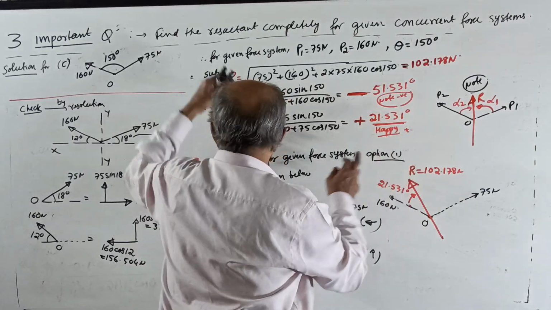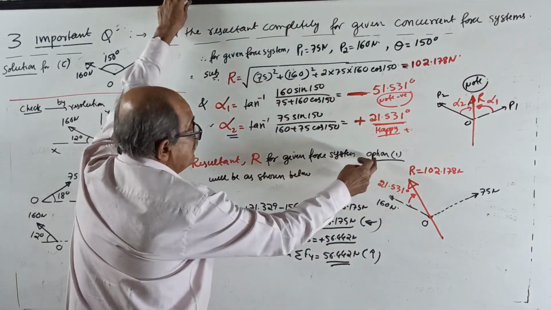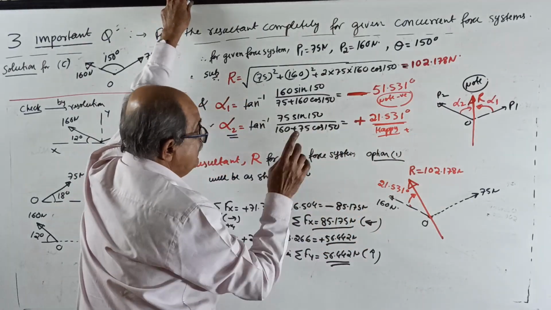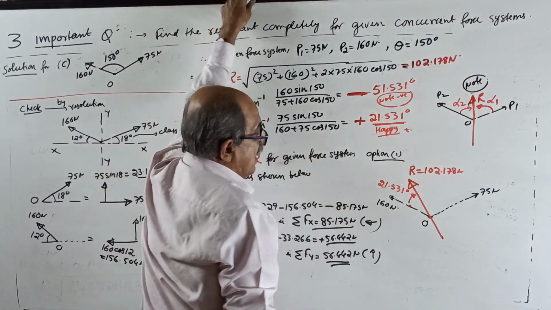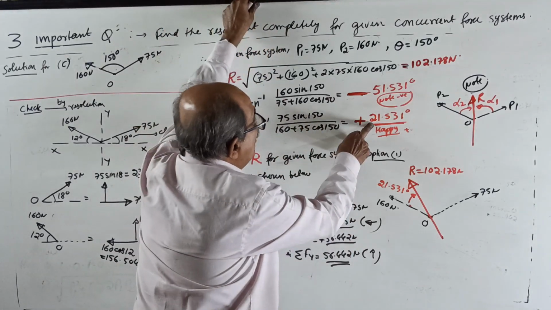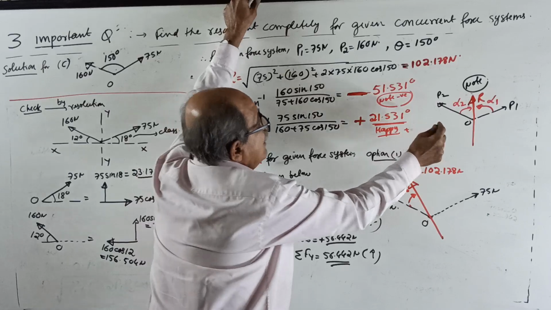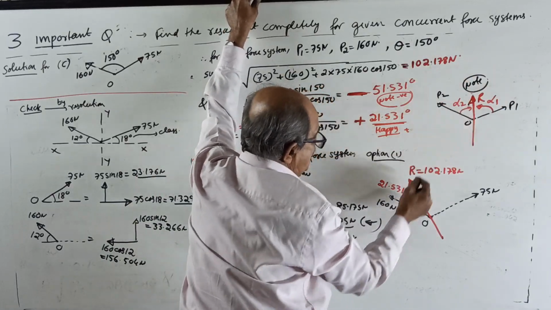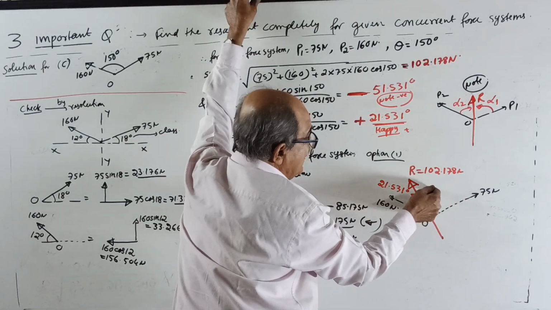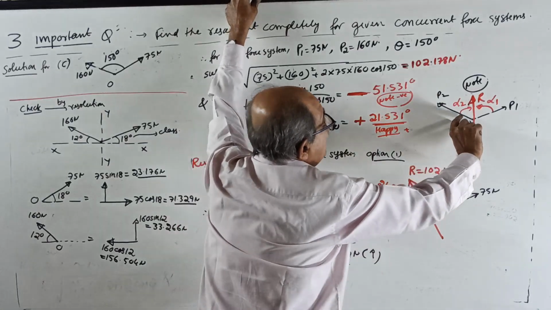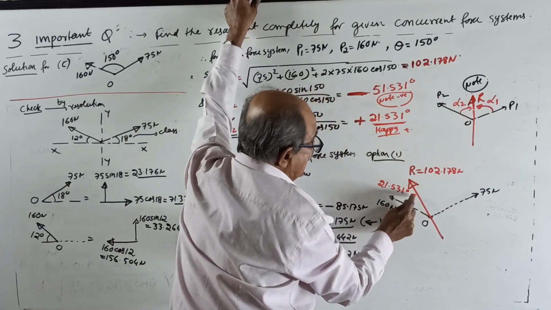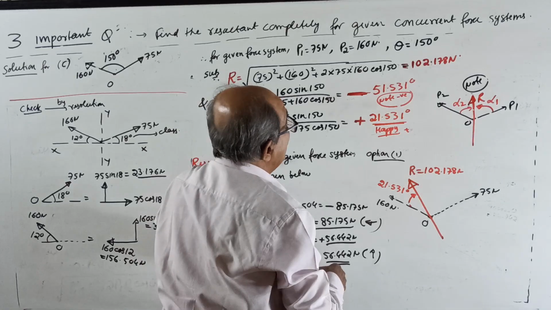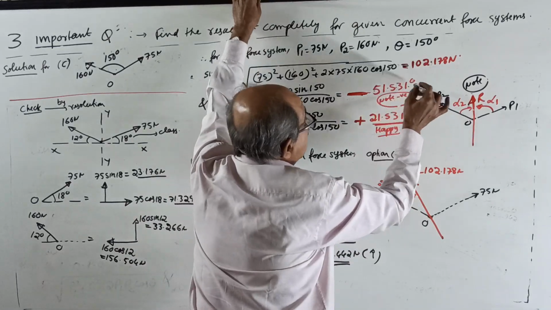Now, the resultant R for the given force system, option 1 is as shown below. Where you got a positive angle, use that one. Alpha 2 you took like this, positive came, mark here, over. But still if you want, the other angle is minus 51.531.